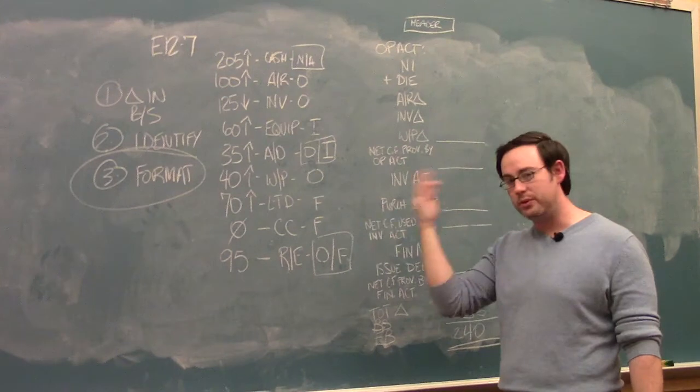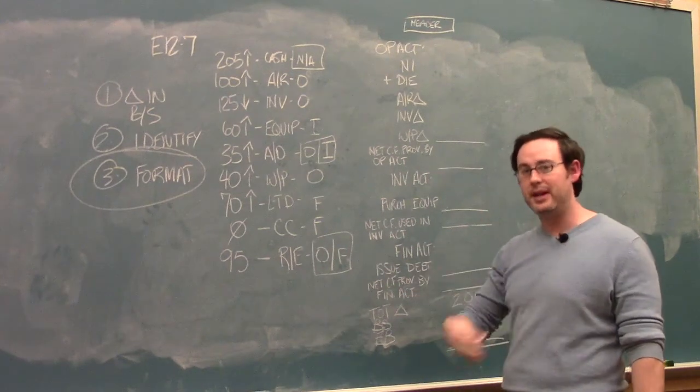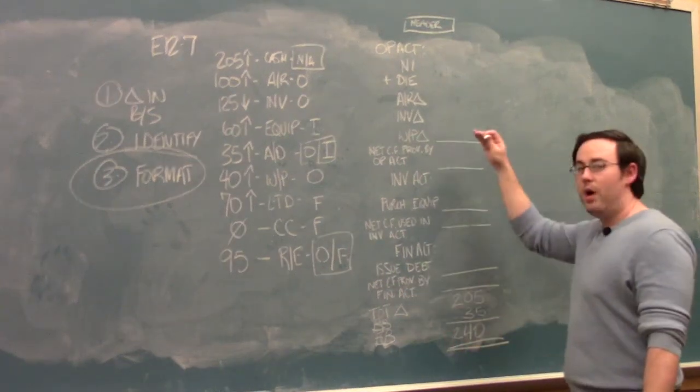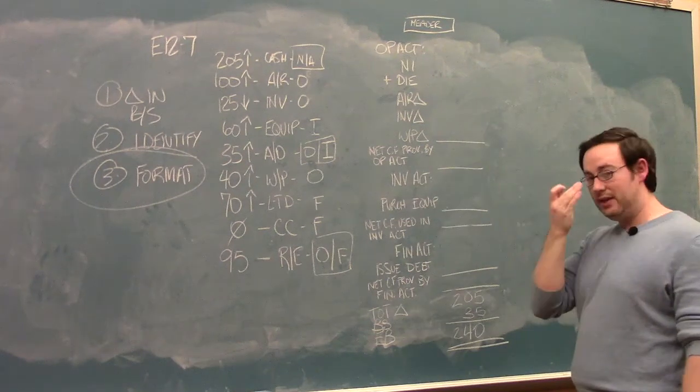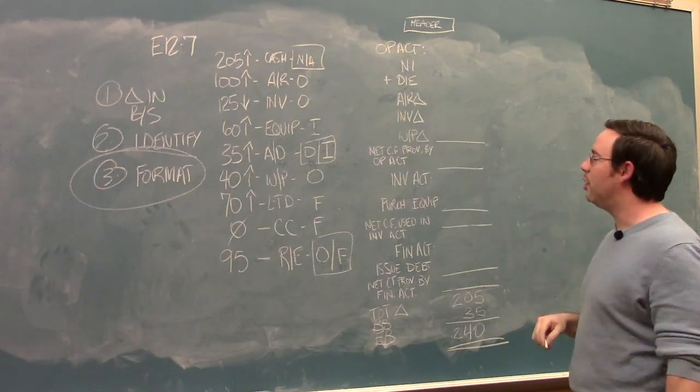So listing out the actual statement, the date, the company, etc. Then we go on to each section. So the operating activity section is our first one. We start with net income.